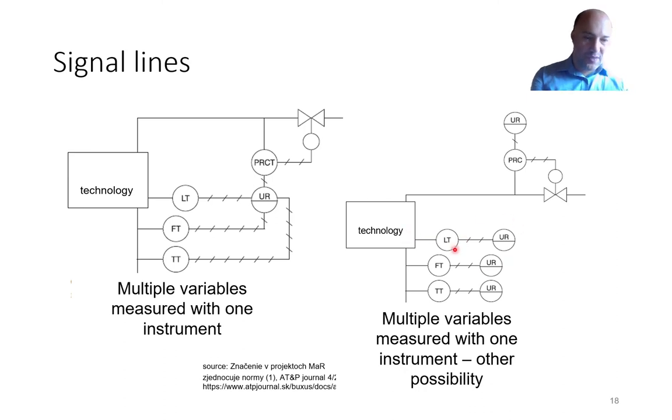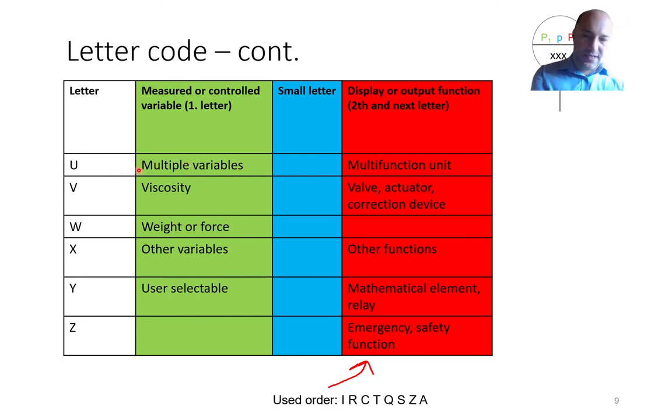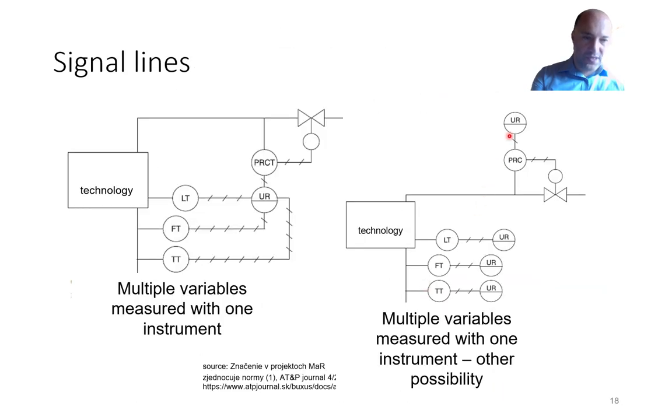There is another possibility that's quite similar. You can see, okay, this one, liquid level, flow, temperature. I have the same symbol, so I repeat it basically four times. And here the pressure is going also to this device that's called UR. Now, what does UR mean? Let's go to the table and see. So U is telling me that this is multiple variables. So based on the letter U, I can see I am working with multiple variables in my system. And the letter R, which was the last one, was for logging. So this device is working with multiple variables, that's here, and it's logging them. And also this horizontal line is telling me that this is a panel meter. So it's mounted somewhere on a panel in a control room, for example.